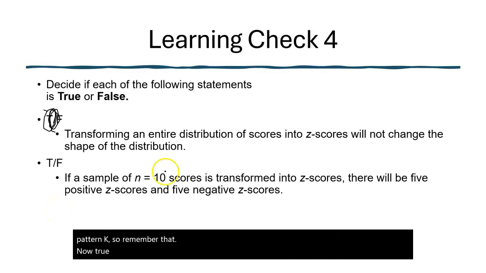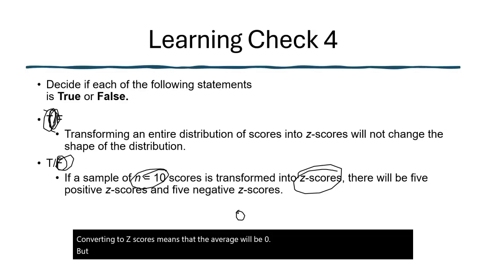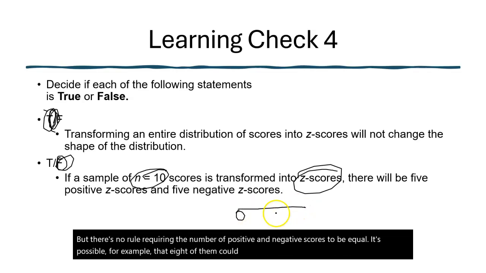Now, true or false? If a sample of 10 scores is transformed into z-scores, there will be 5 positive z-scores and 5 negative z-scores. This is false. Converting to z-scores means that the average will be 0. But there's no rule requiring the number of positive and negative scores to be equal. It's possible, for example, that 8 of them could end up above and only 2 below.